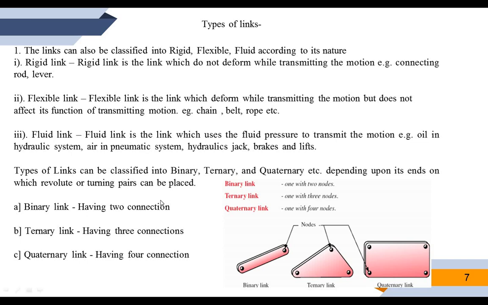Again, the links are classified as binary, ternary, quaternary, etc., depending upon the ends on which a revolute or turning pair can be placed. Binary links have two connections, ternary links have three connections, and quaternary links have four connections. These binary, ternary, and quaternary links are shown in this figure: the first shows the binary link having two nodes, then the ternary link having three nodes, and the quaternary link having four nodes.